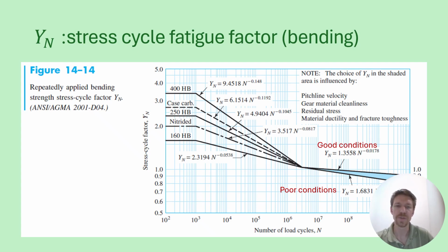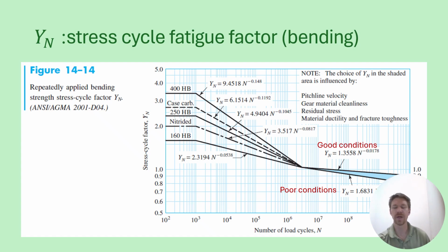HB is hardness Brinell. If you recall our Brinell hardness tester, that's exactly what we're talking about here. The Brinell hardness value for the gears. The harder it is, the longer it can last. All of those values collapse to about here at 10 to the 6th, between 10 to the 6th and 10 to the 7th, so between 1 million and 10 million cycles. And the location where they were constructed from was essentially 10 million cycles, 10 to the 7th.